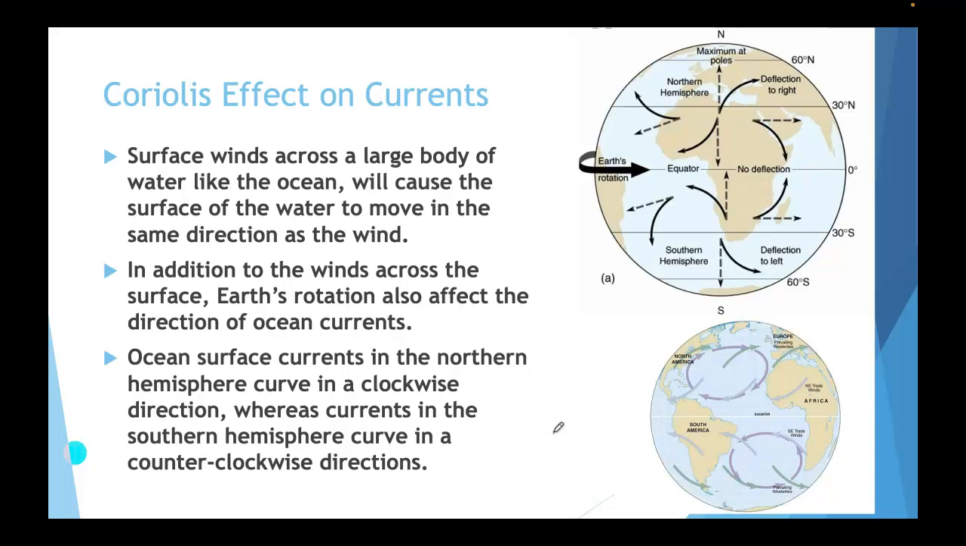Okay, on your sheet, this is question number 10. It says, explain the Coriolis effect on ocean currents. You can say that the surface of the water moves in the same direction as the wind. And then I would write that in the northern hemisphere, they curve in a clockwise direction. Southern hemisphere, counterclockwise.